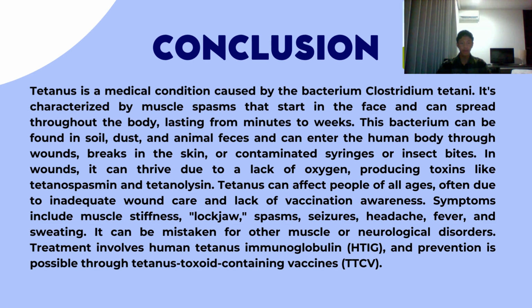Tetanus can affect people of all ages, often due to inadequate wound care and lack of vaccination awareness. Symptoms include muscle stiffness, lockjaw, spasm, seizure, headache, fever, and sweating. It can be mistaken for other muscle or neurological disorders. Treatment involves human tetanus immunoglobulin, and prevention is possible through tetanus toxoid containing vaccine.